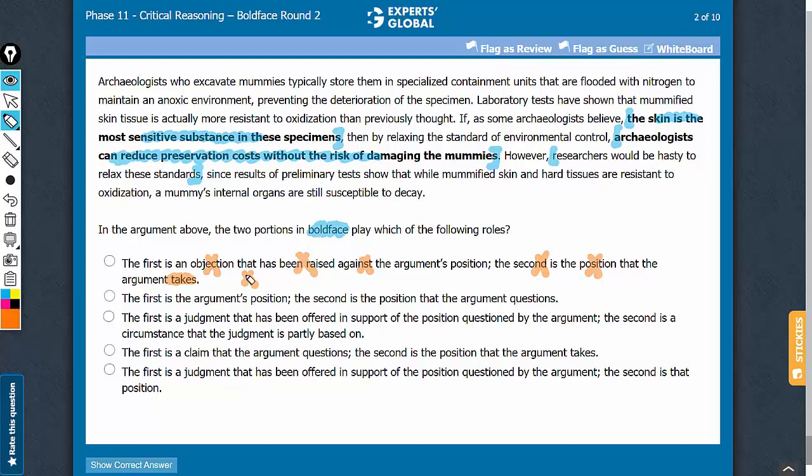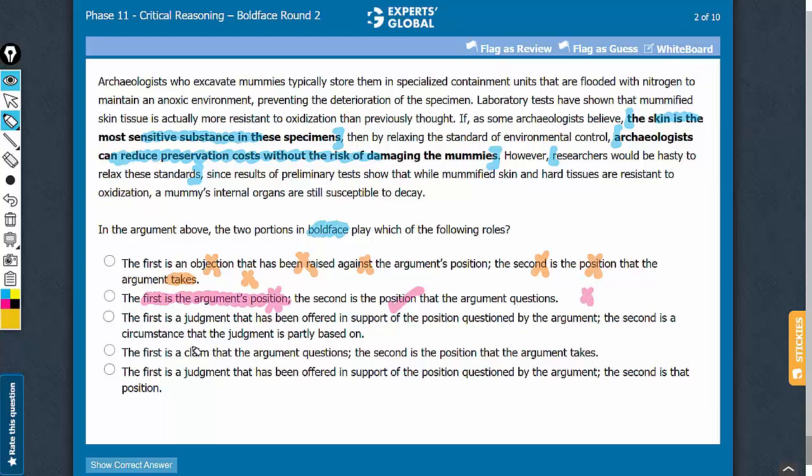Practically nothing correct here. Answer choice B says that the first is the argument's position, which is not correct. Argument's position is against what the first boldface supports. The second is the position that the argument questions. Yes, this part is correct. But because of the first half here, answer choice B should be eliminated.